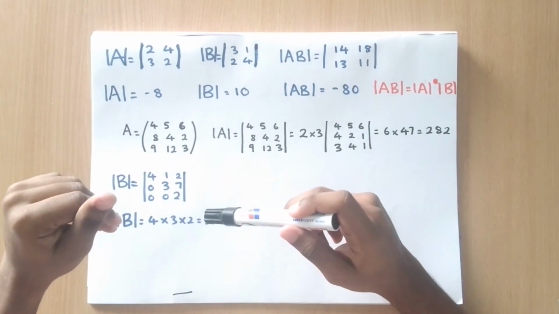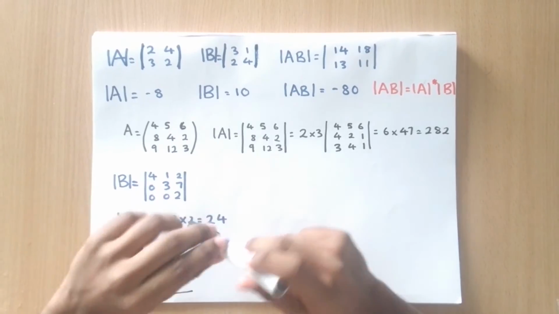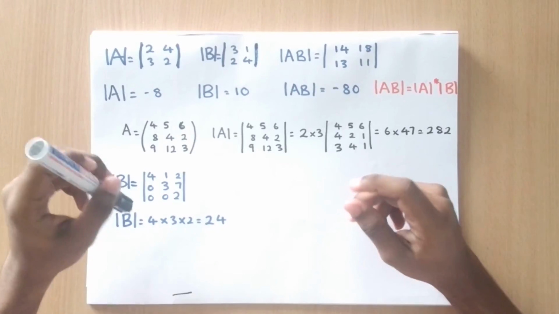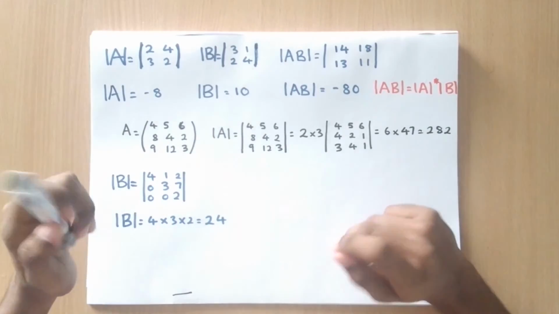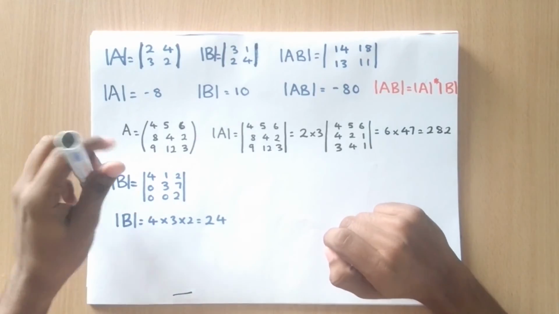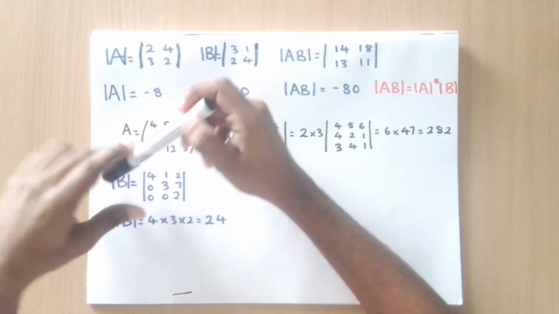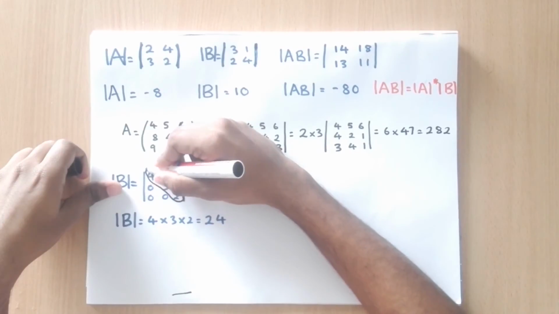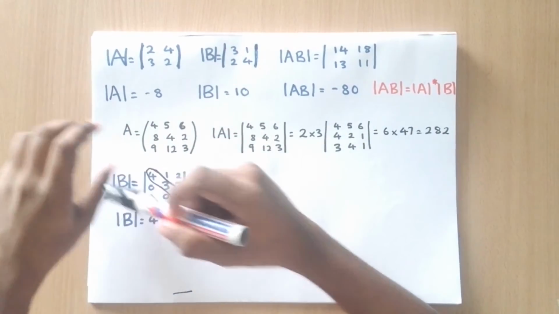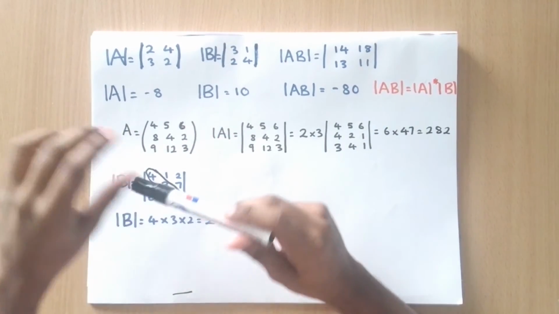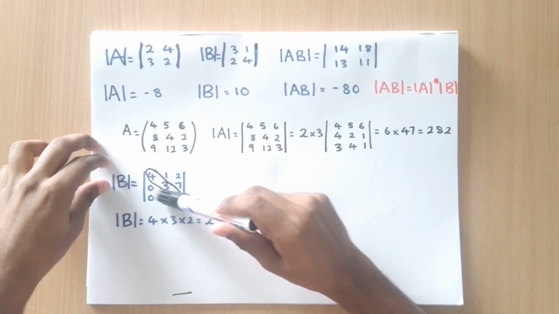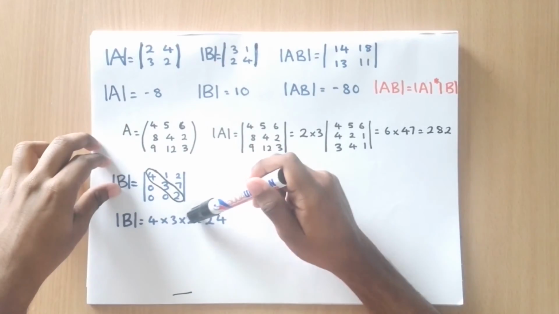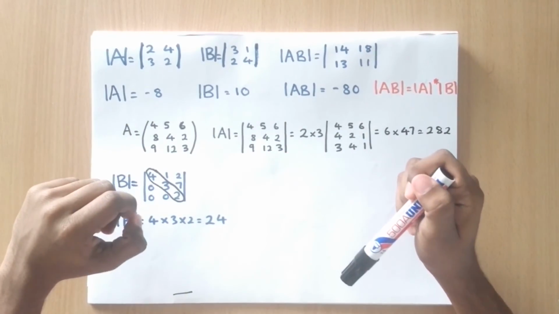So next we move on to the final matrix, the upper triangular matrix. Finding the determinant of an upper triangular matrix is easy. You simply multiply all the elements in the major diagonal and you get the determinant. So the determinant of this upper triangular matrix is 4 into 3 into 2, 12 into 2, that is 24.